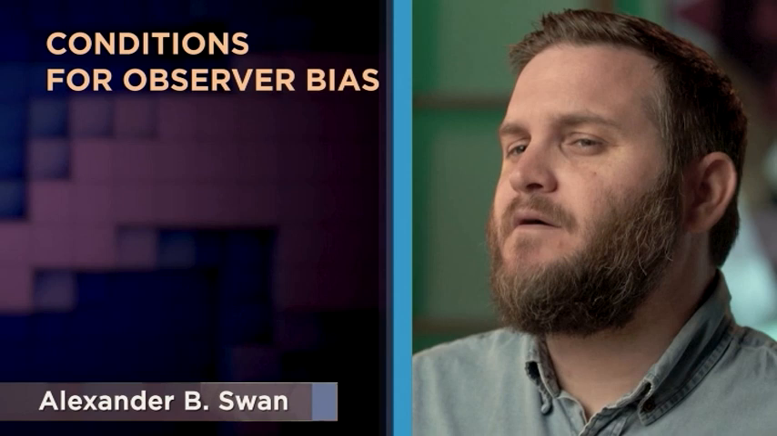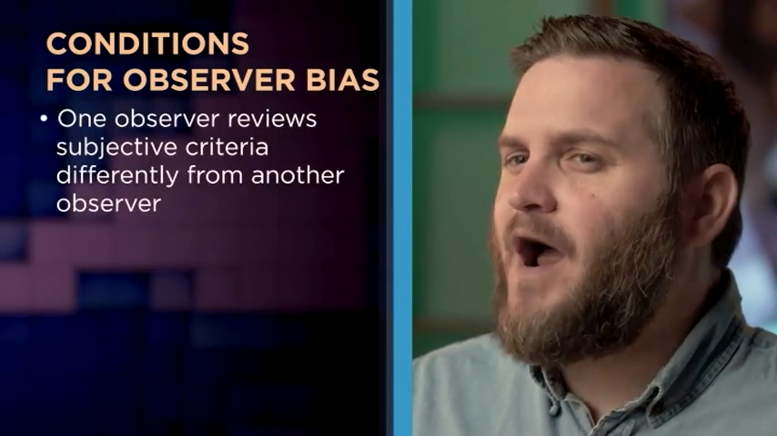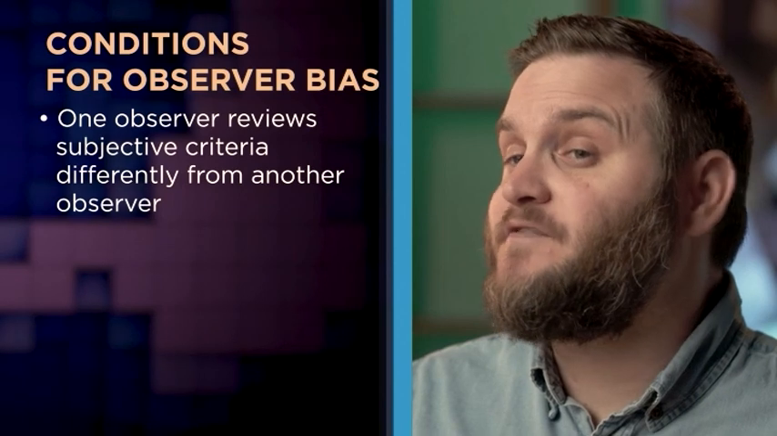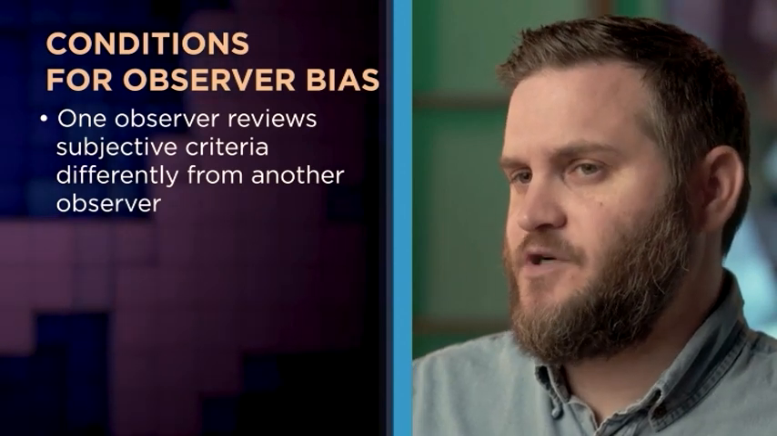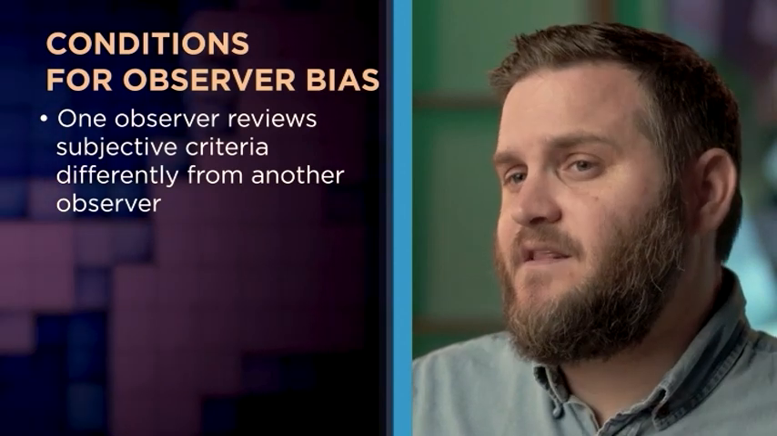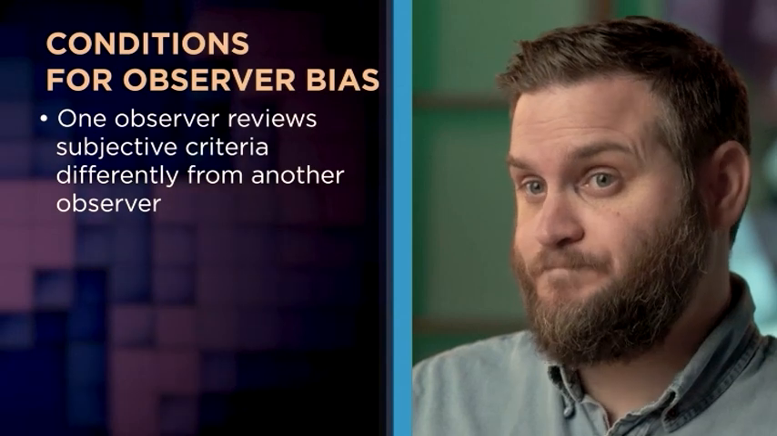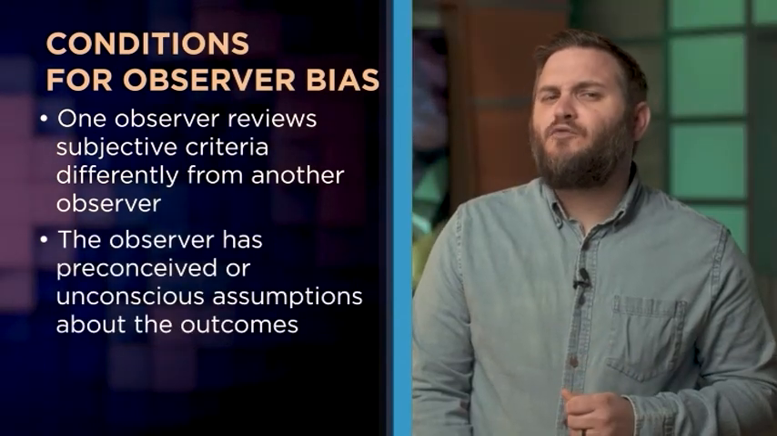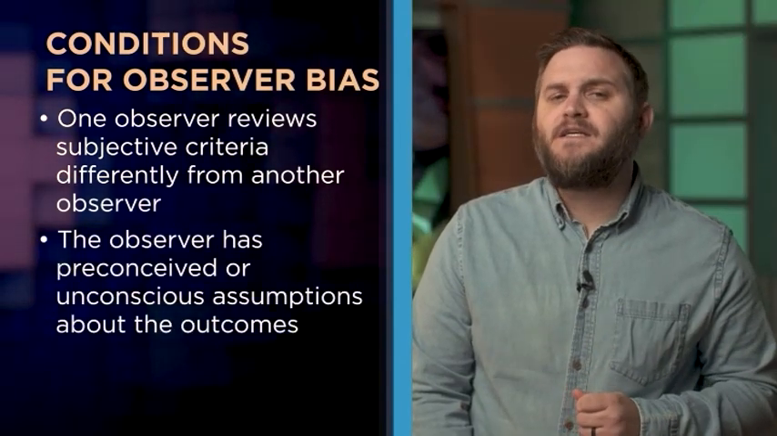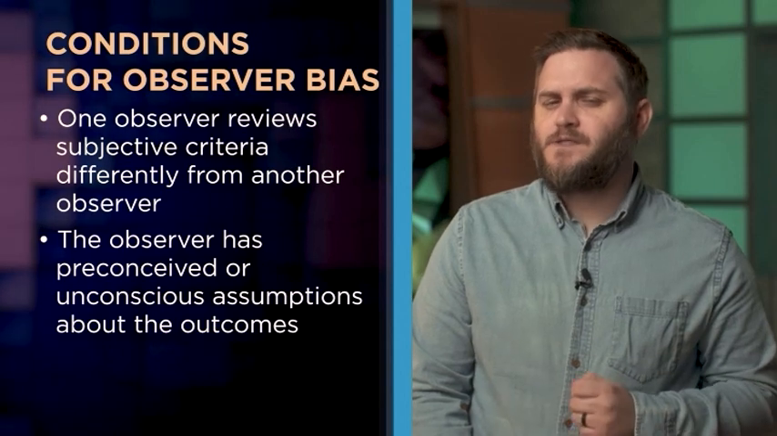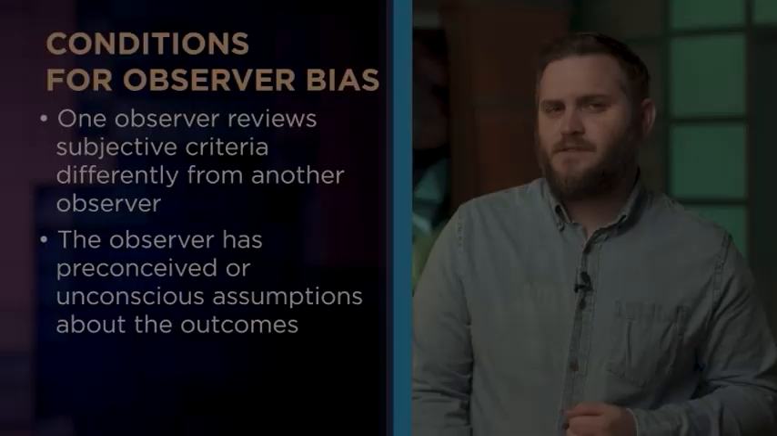Observer bias can appear under two different sets of conditions. First, it can arise when one observer reviews subjective criteria differently from another observer, meaning I see things differently than you do. Second, it can arise when the observer has preconceived or unconscious assumptions about the outcomes. The idea here is that even when people have the best intentions, these biases can bubble up to the surface, clouding our perceptions.